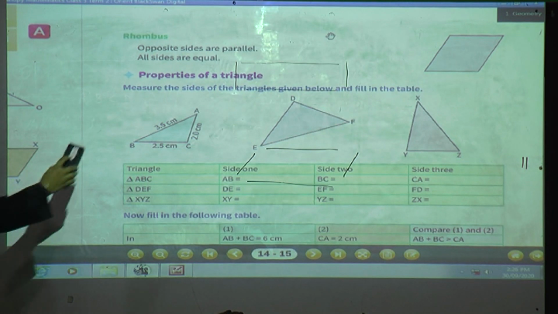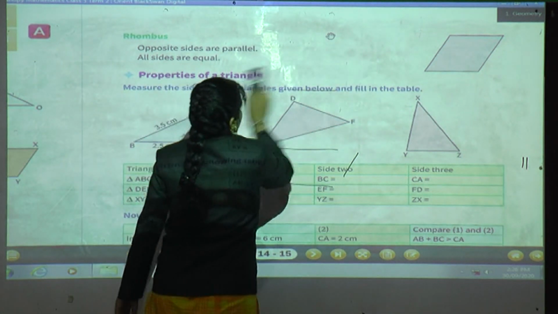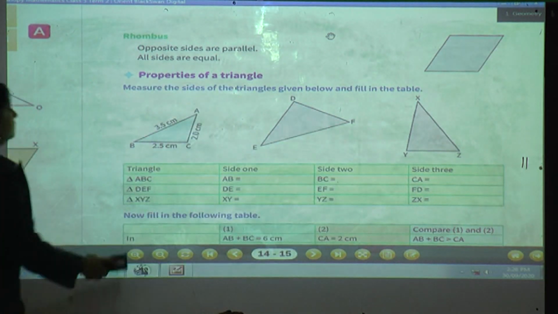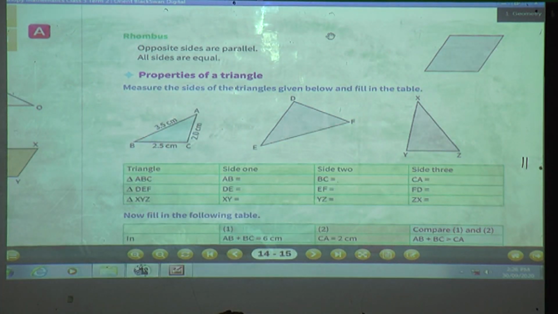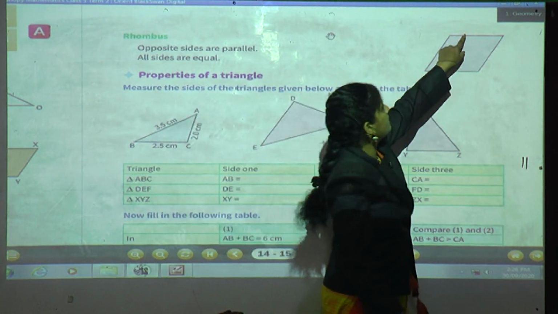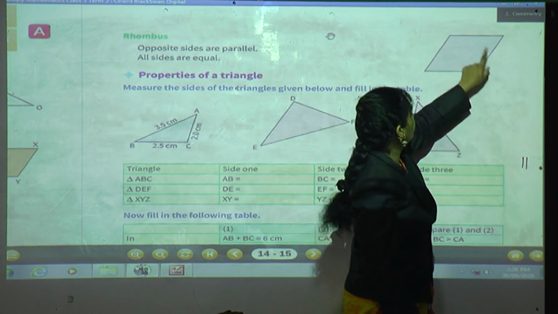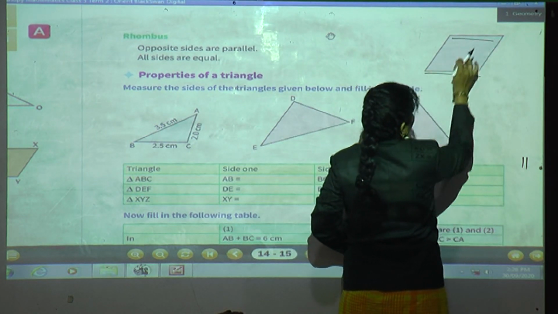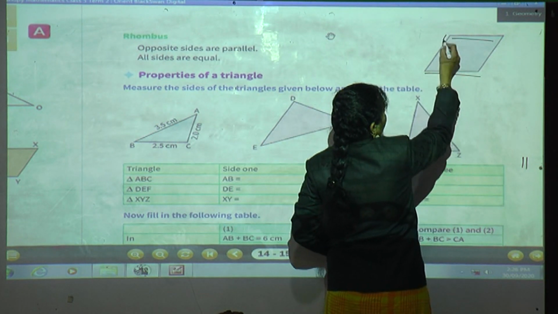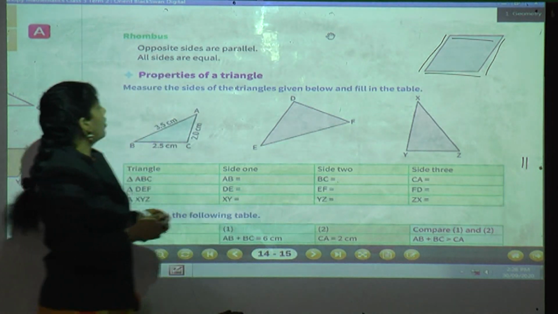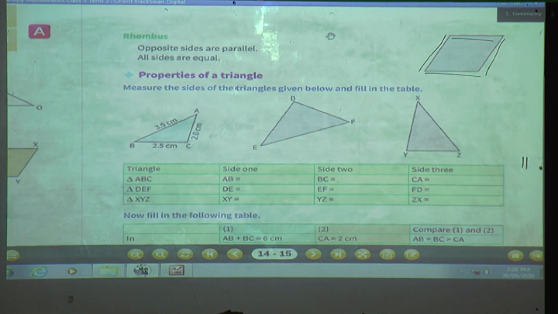Page number 15, next point, rhombus. Here opposite sides are parallel. These two are the parallel sides and even these two. And all sides are equal. See, all sides are equal.